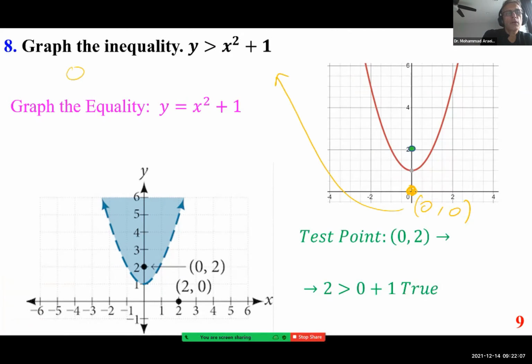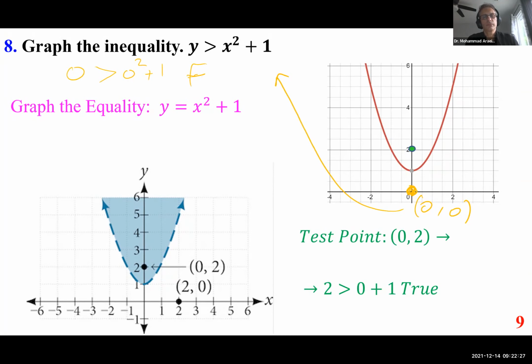0, 0, 0 larger than 0 squared plus 1. That means 0 larger than 1. It's a false statement, everybody. And therefore, 0, 0 is not a solution. Anything containing that side is out. So that's dealing with inequalities, whether we are dealing with linear or non-linear, the concept is very similar.